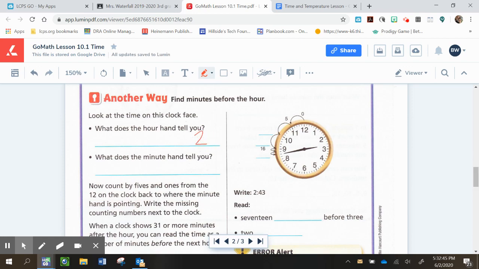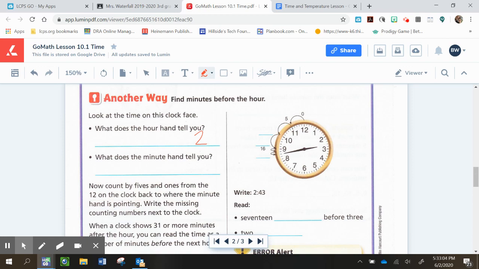And then what this is showing us is counting by 5s and 1s from the 12 back to where the minute hand is pointing and writing the missing counting numbers next to the clock. Okay, so we know that our time here is 2:43. 8 is 40 and 1, 2, 3.